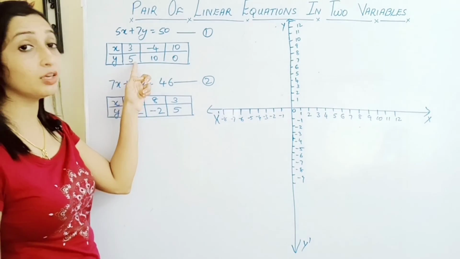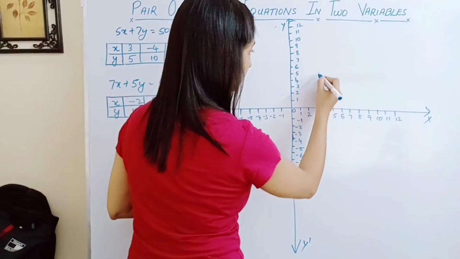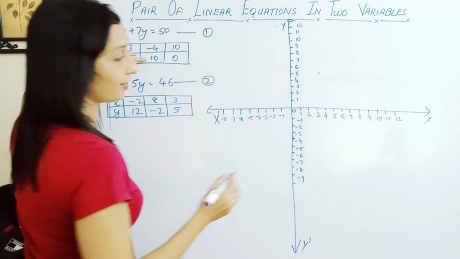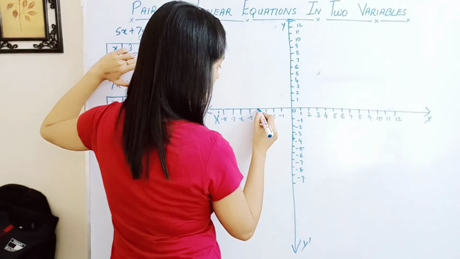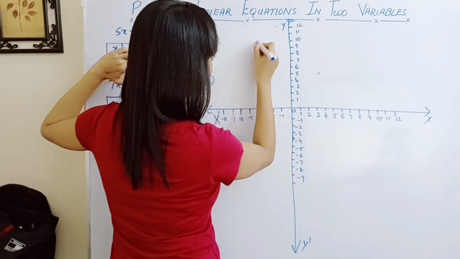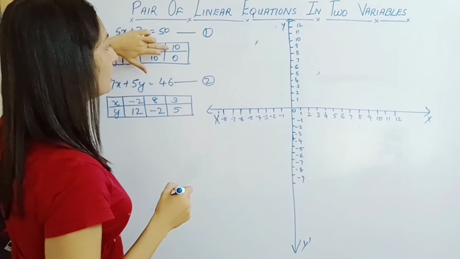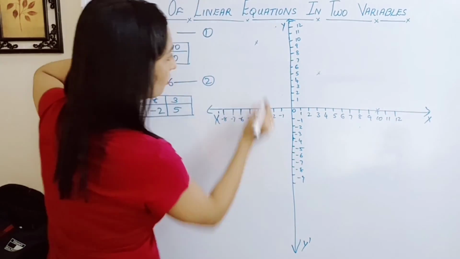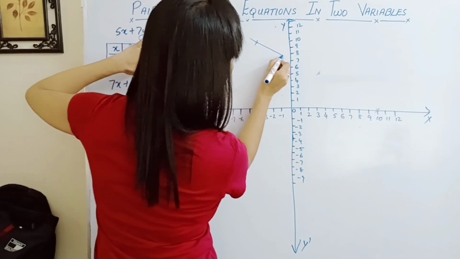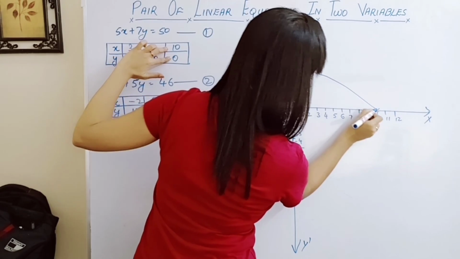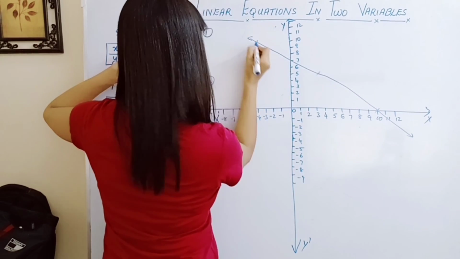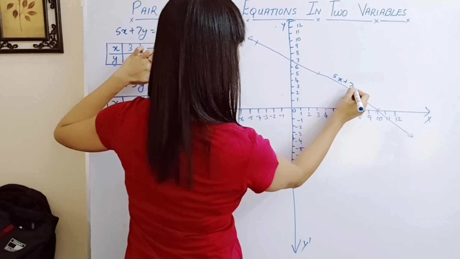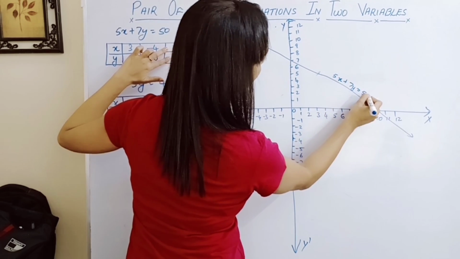So first is 3, 5. So 3 on x-axis and 5 on y-axis is that. Now minus 4, 10. Minus 4 on x-axis and 10 on y-axis. So this is a point. Now 10 on x-axis and 0 on y-axis. So that is this. So now let's join these points. We got this line. Let's name this line as 5x plus 7y equals 50.